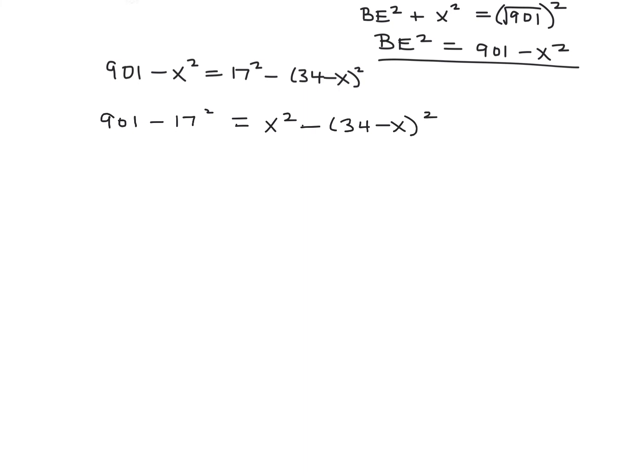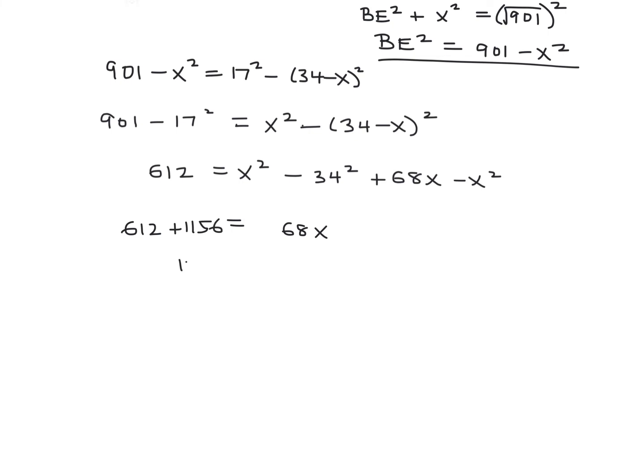So 901 minus 17 squared is 612. And then this one I'll have to expand. So 34 squared minus 68x plus x squared. So x squared minus x squared. Okay, so that works out pretty well, I think. So I've got, let's see here, 68x. The x squareds cancel, so then I've got this 612 plus 34 squared, which I believe is 1156.